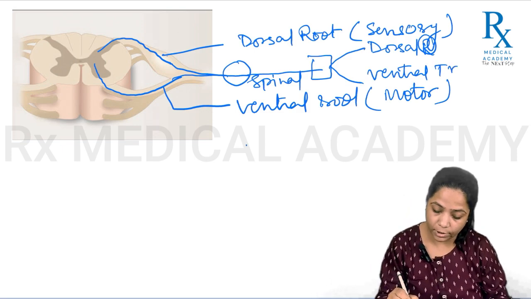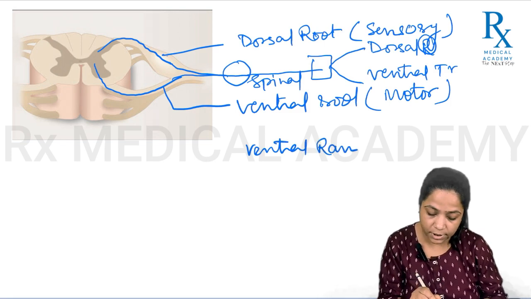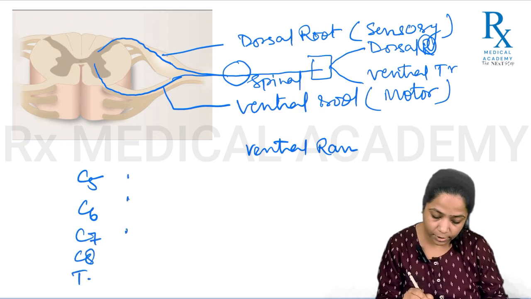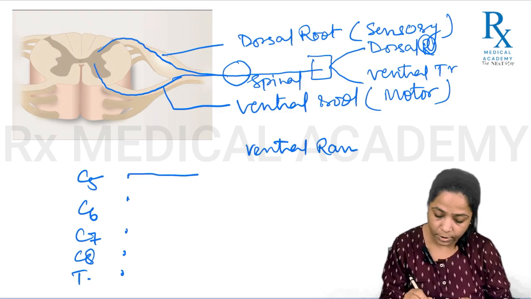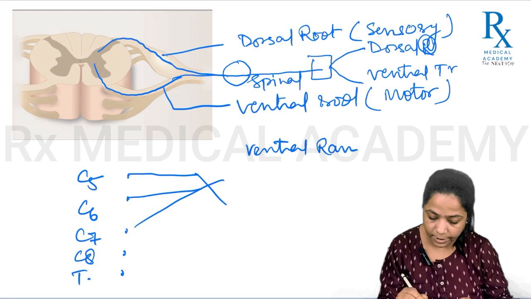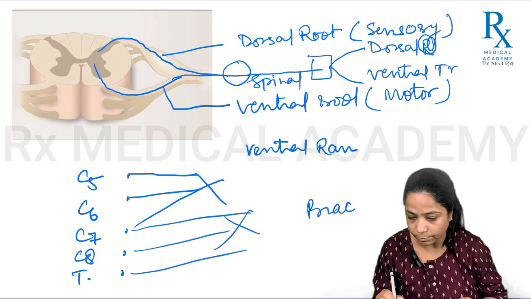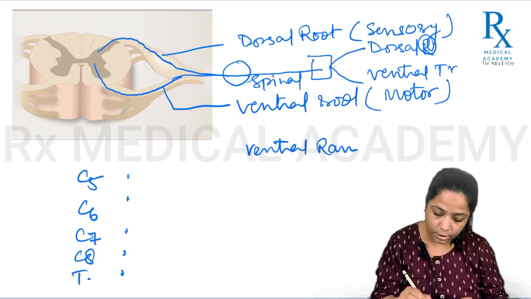The ventral ramus of C5, C6, C7, C8 and T1, these ventral rami of these 5 spinal nerves, mainly form a network of plexus that supplies the upper limb, which is known as the brachial plexus.